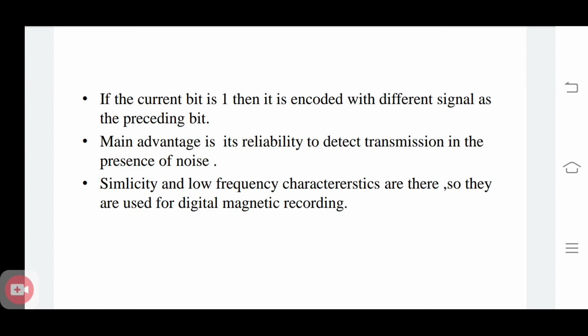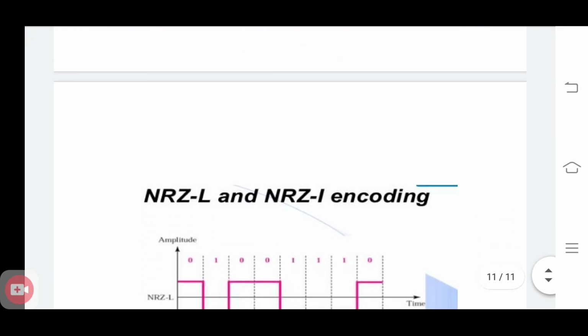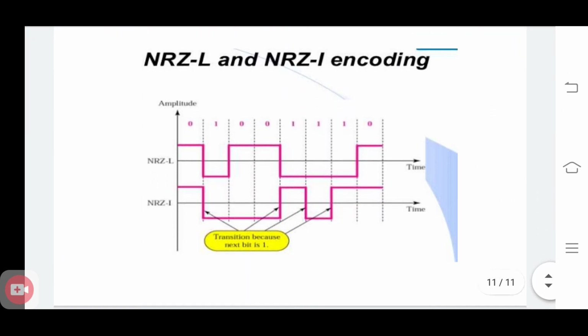That means if the current bit is 0, then there is no transition. It is encoded with the same signal as the preceding bit. But if the current bit is 1, then it is encoded with a different signal from the preceding bit. So the main advantages are its reliability, its simplicity and its low frequency characteristics. These are the three main advantages of the non-return to zero encoding. This figure shows NRZ-L and NRZI encoding.